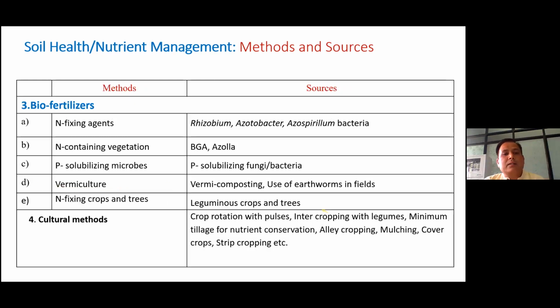Then the third category is biofertilizers. Friends, we have different biofertilizers, or you can say different agents, like nitrogen fixing agents, nitrogen containing vegetations, phosphorus solubilizing microbes, then vermiculture, then nitrogen fixing trees and crops. And apart from that, we have certain farming practices by which we can add some quantity of nutrients, like we can adopt crop rotation with pulses, we can have legumes in intercropping, we can adopt zero tillage or minimum tillage, alley cropping, strip cropping. These are some of the practices which I will deal with in detail in the coming slides.